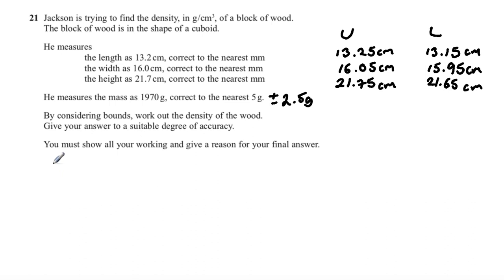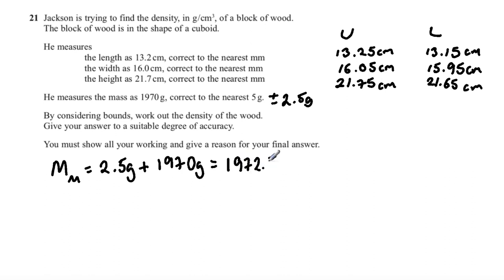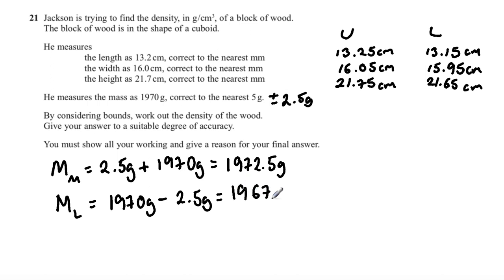So I'm going to work out the upper mass, which is 2.5 grams plus 1,970 grams, which equals 1,972.5 grams. And I'm finding the lower mass: 1,970 grams minus 2.5 grams, which equals 1,967.5 grams. So the upper mass is 1,972.5 grams. The lower mass is 1,967.5 grams.